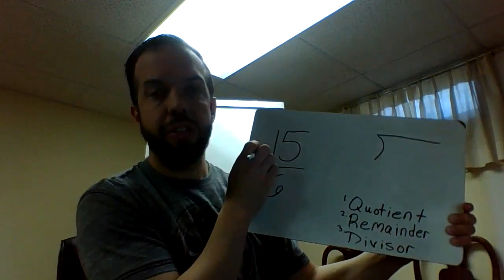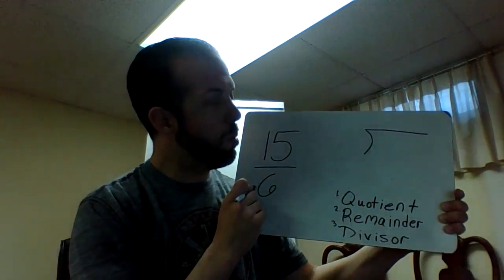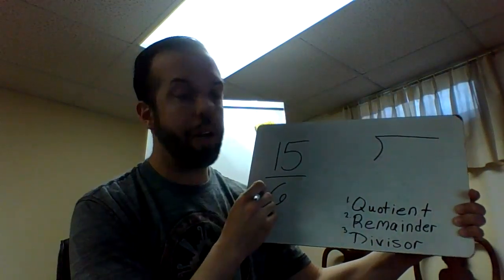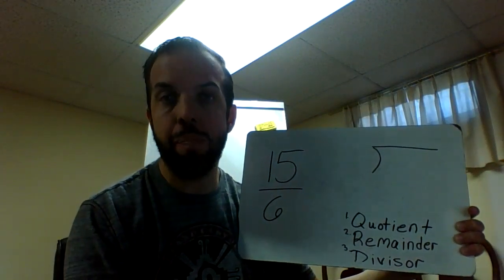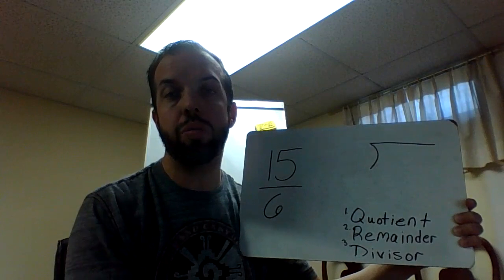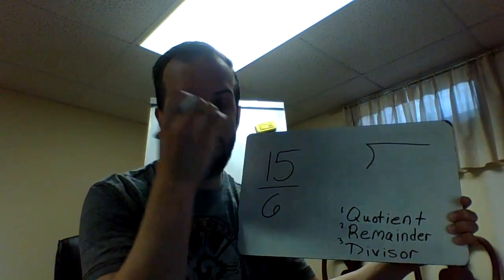Yesterday we learned about improper fractions. An improper fraction, also known as a fraction greater than 1, is where the numerator is bigger than the denominator. An example would be 15/6. We want to take this and change it back into a mixed number, which is where we have a whole number next to a fraction.